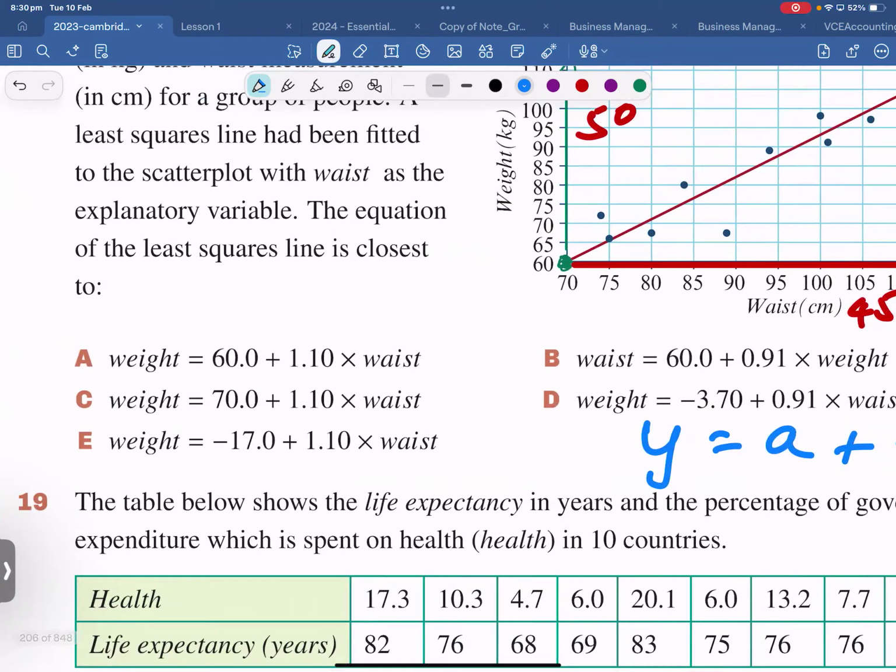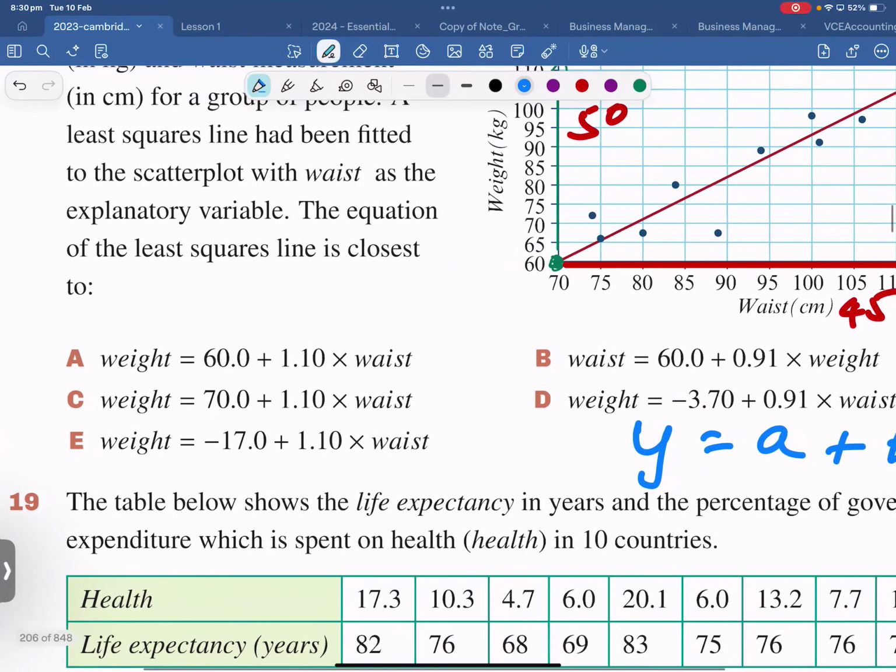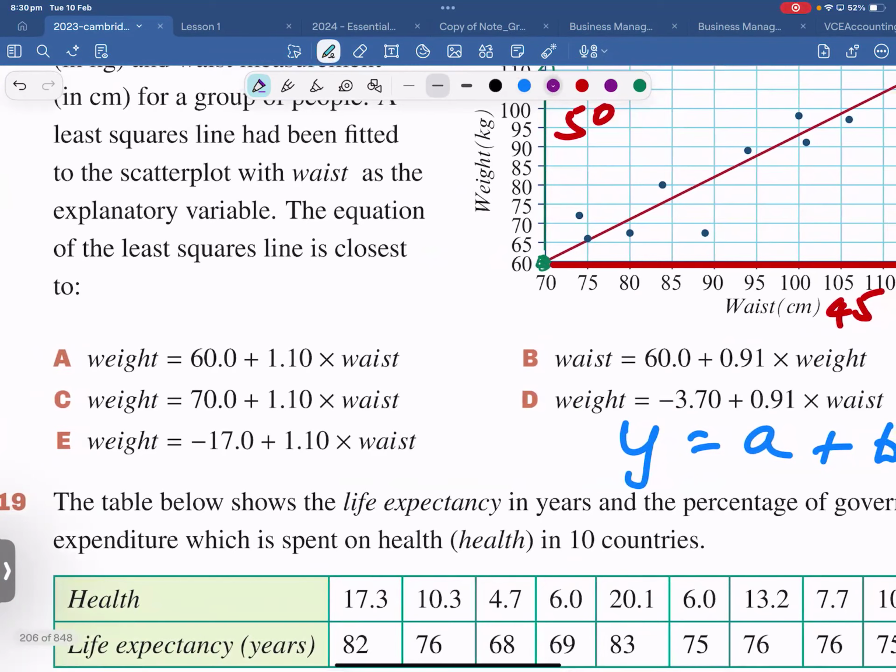Even you don't have to worry about calculating. Why? Look at the others. We have only three answers with 1.1, which are A, C, and E. See? 1.1, 1.1, 1.1. But have a look. The first one, for A, we have 60. Of course, we know 60 is wrong, because X is not equal to 0.